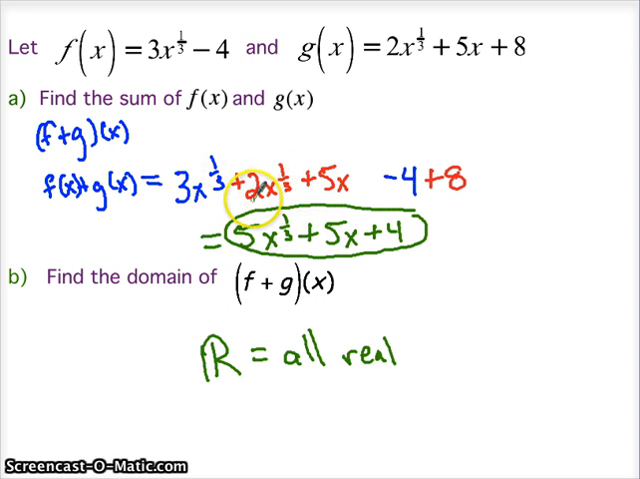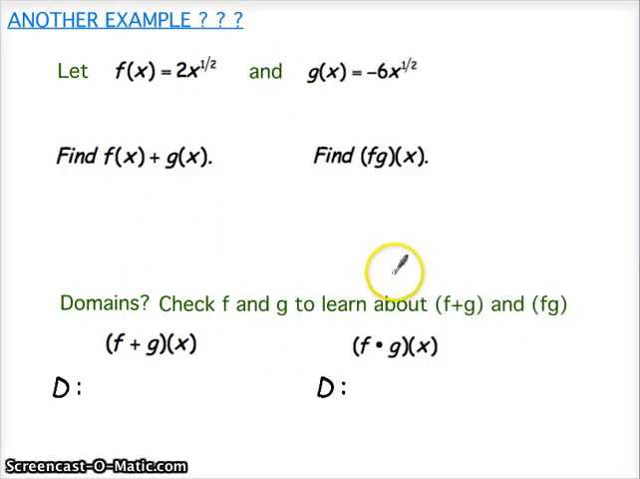Sometimes when we do the operation, we cancel out things that used to be a problem. So we'd have to take a look up here. But again, third roots and multiplying and subtracting, third roots and multiplying and adding, nothing in f of x or g of x individually is a major problem. So let's take a look at another example where we do have more of a problem.